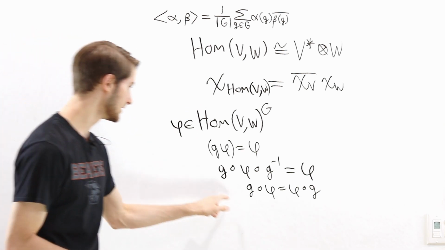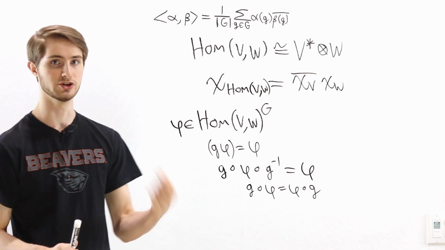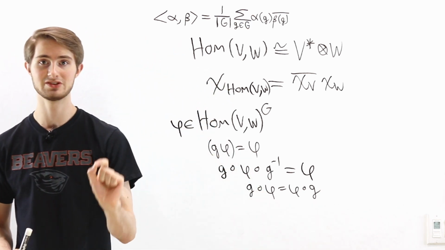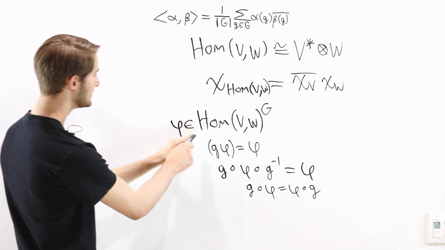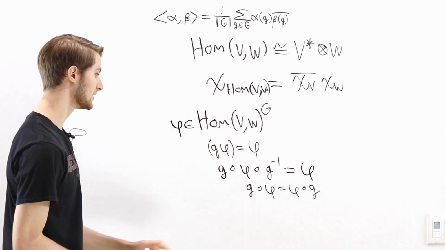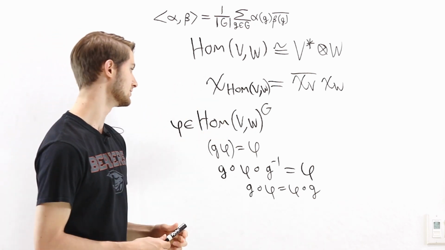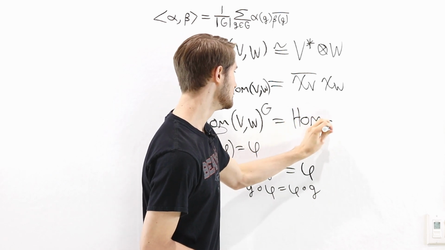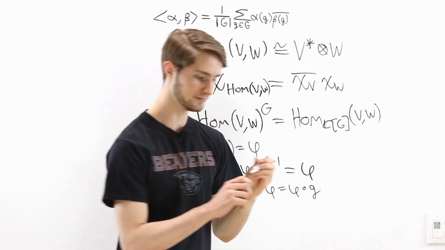And now we recognize this equation down here. It's the equation for G equivariance or G linearity, or in other words, phi being a representation homomorphism. So we've just shown that if phi is an element of the fixed space of Hom(V, W) under the action of G, then phi is a representation homomorphism from V to W. So in other words, it is a CG module homomorphism from V to W.